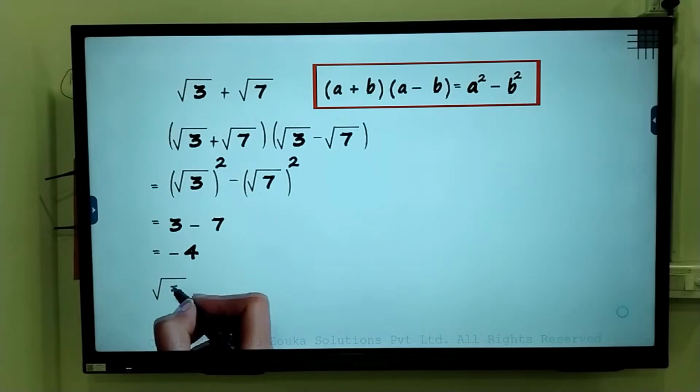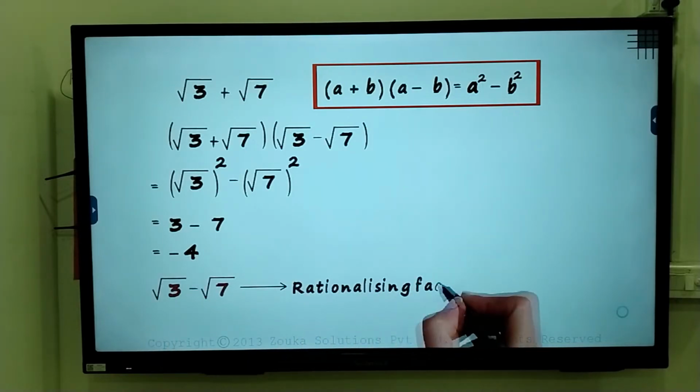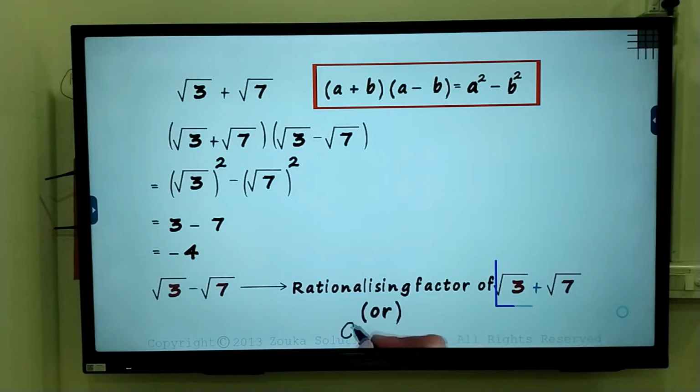Hence, we can say that root 3 minus root 7 is a rationalizing factor of root 3 plus root 7. It can also be called the conjugate of root 3 plus root 7. All we did to get the conjugate is change the sign in between. We just made this plus sign a minus sign to get the conjugate.